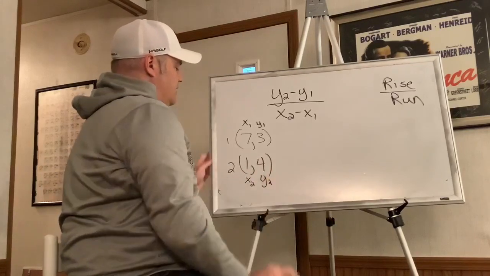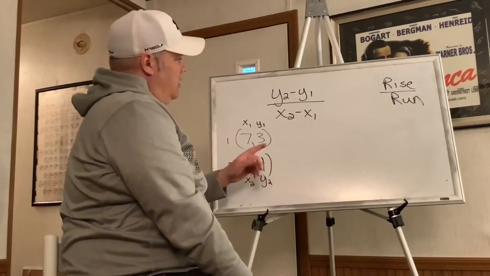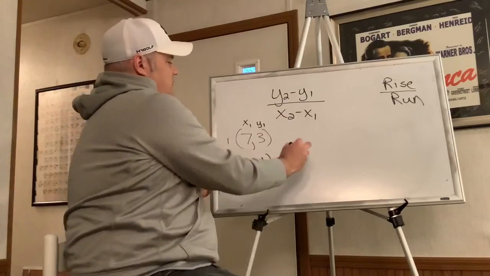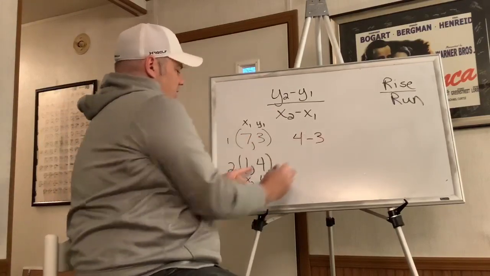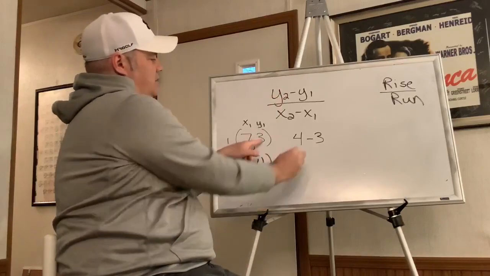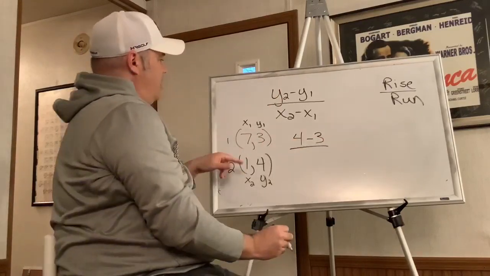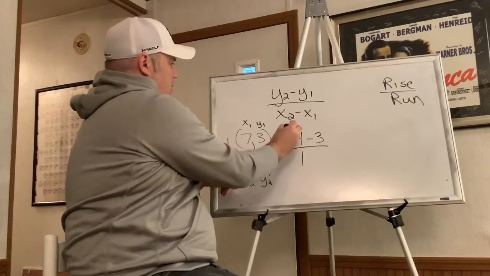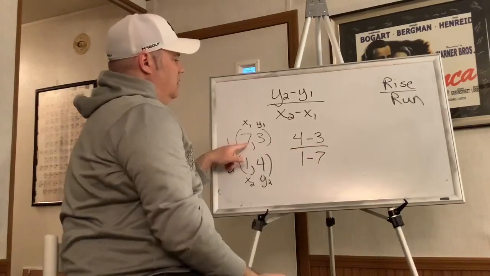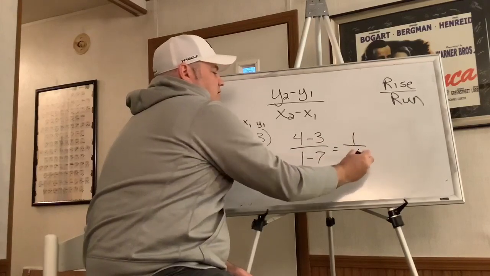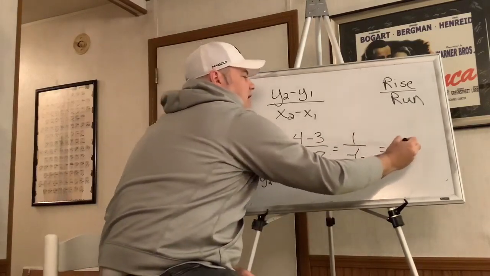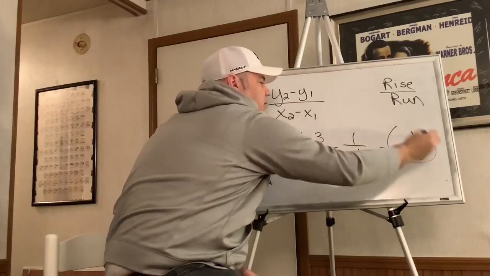I think my brain needs the coffee right now. So now I'm going to plug this in. So I've got 4 minus 3. That's this y2 minus y1. And then I'm going to do 1 minus 7. Okay, so that's going to give me 1 over negative 6. And so I'm going to make that a negative 1/6 as my slope.